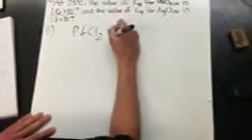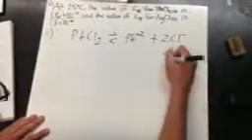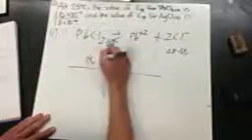PbCl2 decomposes into Pb2+ plus 2Cl-. Now, they did give us the 0.25 moles of Cl, but since it's just 1 liter, we can automatically assume this as molarity. They gave us 0.25 molarity of Cl. We can make an ICE table out of this, and because PbCl2 is a solid and the value is so small, we can neglect it from the ICE table. We have Pb2+ and 2Cl-.